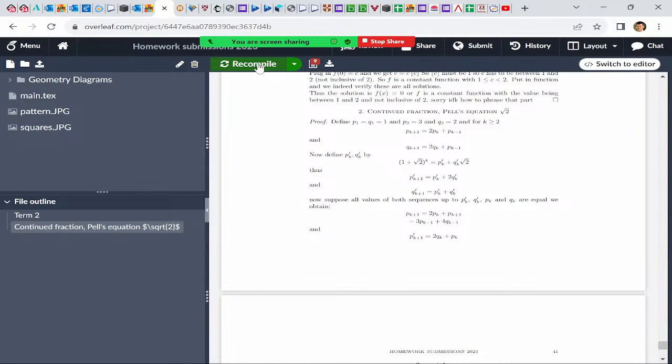Now suppose all values of both sequences up to... See, this is where you don't need to say too much. You can say now suppose PK prime equals PK and QK prime equals QK for all, less than K, right? Yeah.